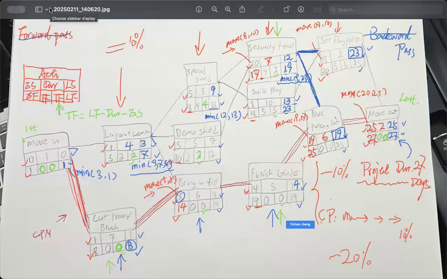That's great. So coming to here. 25 minus 2 minus 18, so you get a 5 here. Great. 25 minus 6 minus 19, you're getting 0 here. So that's great. Okay, so that is for the total float. Any questions so far? The numbers are good.